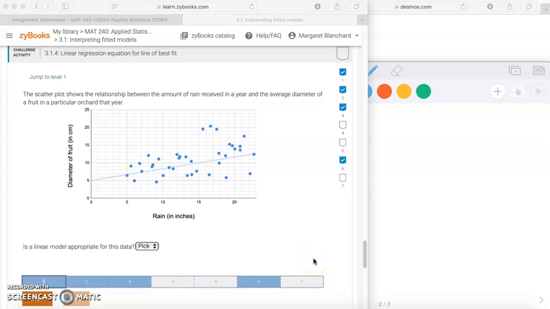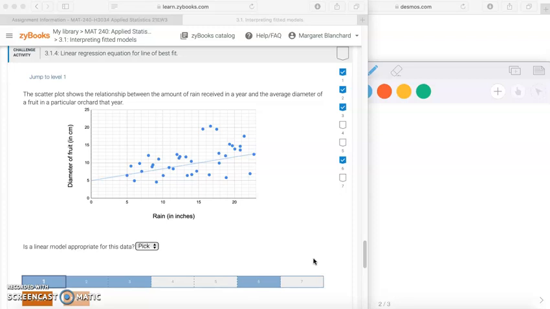3.1, challenge activity 3.14, looking at the linear regression equation for the line of best fit. This is where it's talking about, so before we were talking about the relationship, we had linear, nonlinear, and within linear we had positive and negative correlation. So now we're just talking about looking at that actual regression equation and how to utilize it or interpret it.